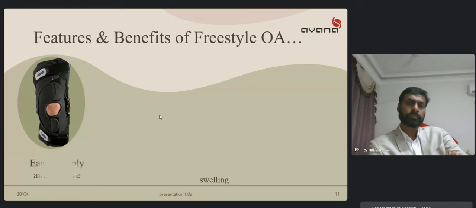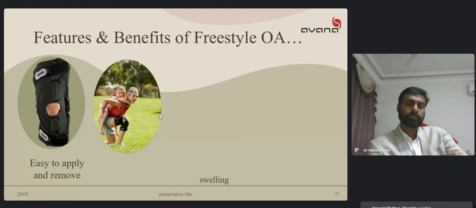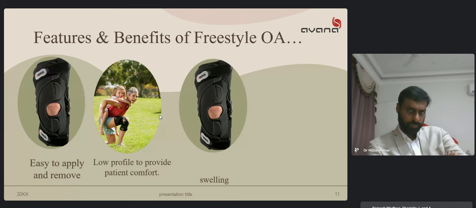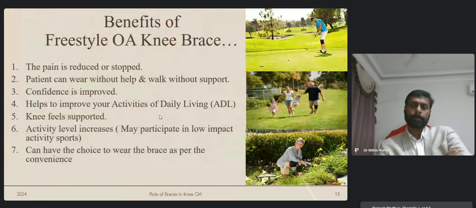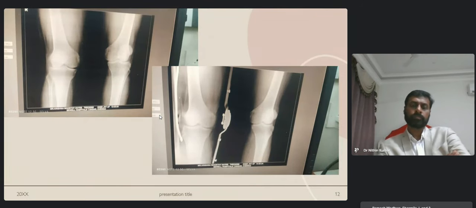The benefit of this product is that it is easy to apply. It is not cumbersome, so everyone can easily apply it. You can wear it on your joint, and over it you can wear regular dresses also. It is a very, very simple product. If you are getting pain, you can adjust the dial very easily. So this is one more x-ray for your reference.